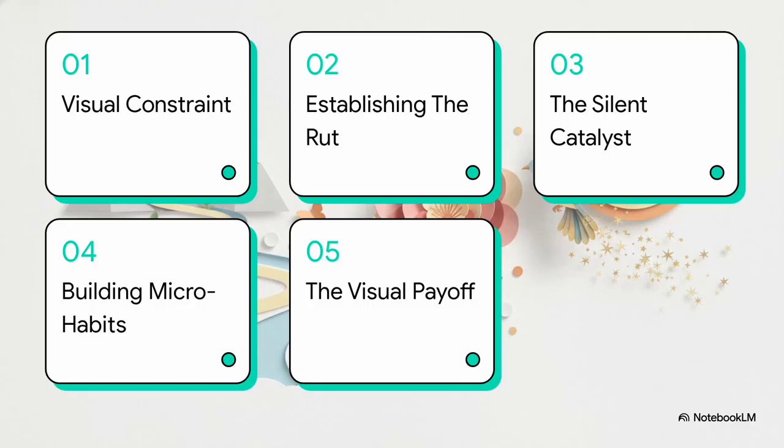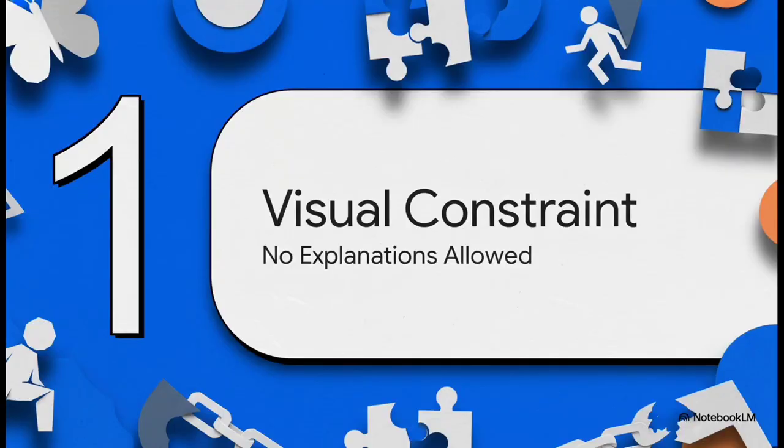So here's the roadmap for today's explainer. First, we'll look at the ultimate visual constraint. Then, establishing the rut. Third, the silent catalyst. Fourth, building the microhabit. And we'll wrap up with the visual payoff. All right, kicking things off with Section 1, the ultimate visual constraint.